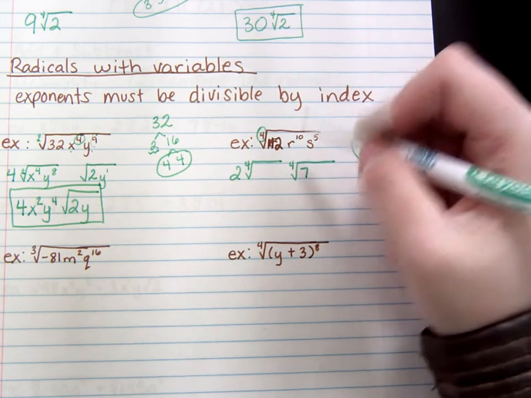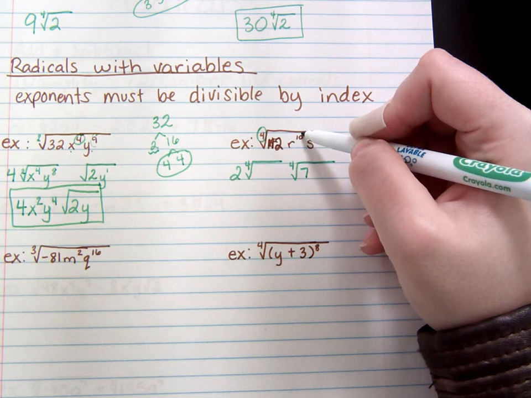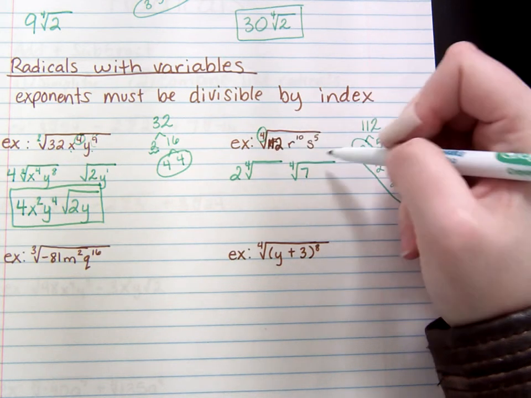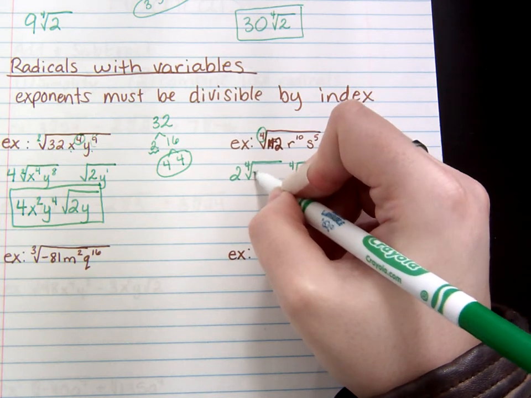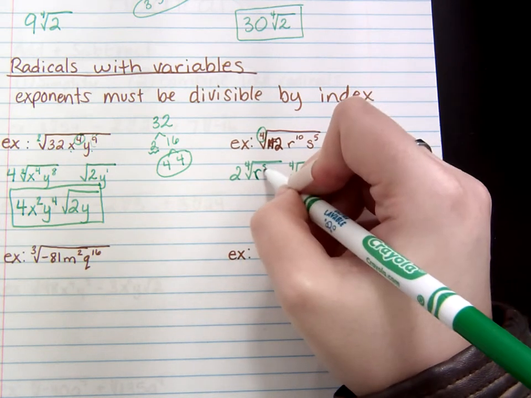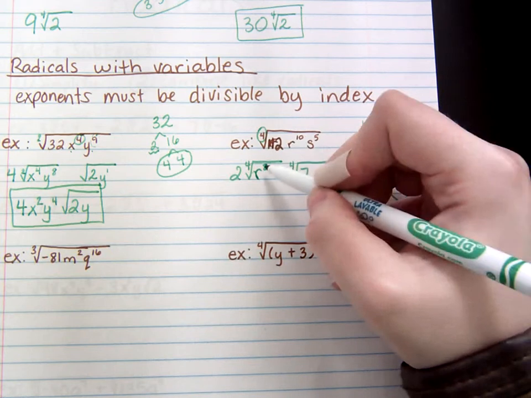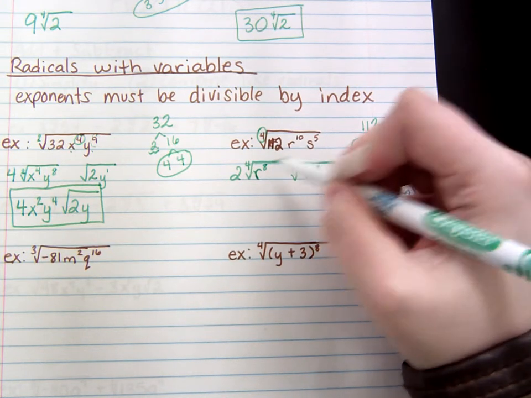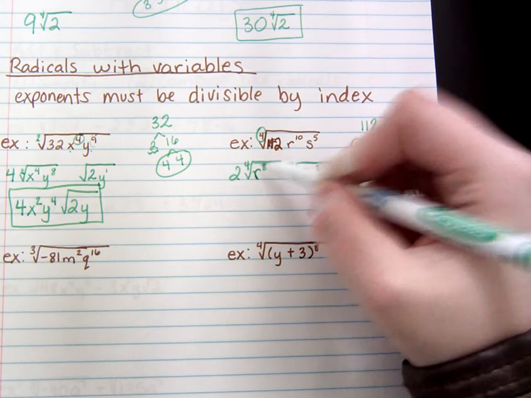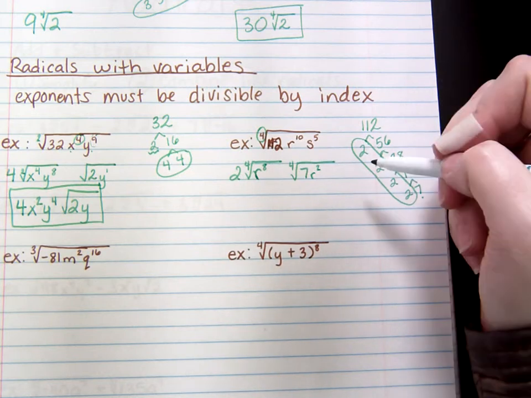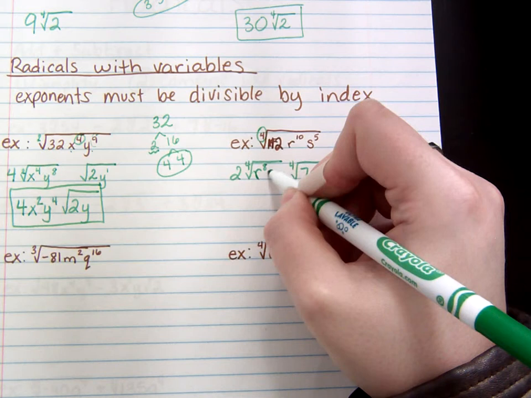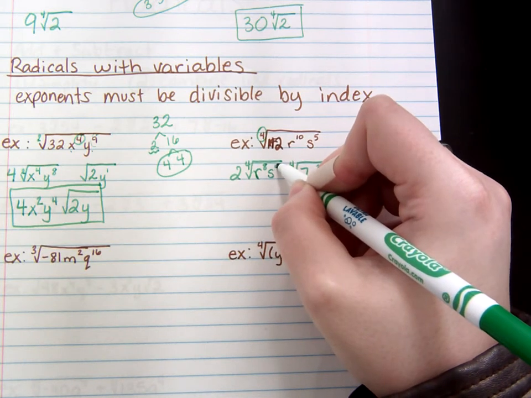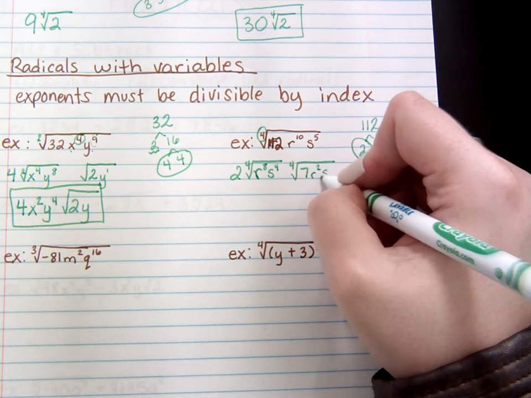Now, r to the 10th. 10 is not divisible by 4. The next smallest number that is, and that should be an r, there we go, is 8. R squared goes over here because 8 plus 2 gives me 10, so I still have the same number being multiplied. For s to the 5th, the next smallest number that is divisible by 4 is 4. My extra s goes over here.